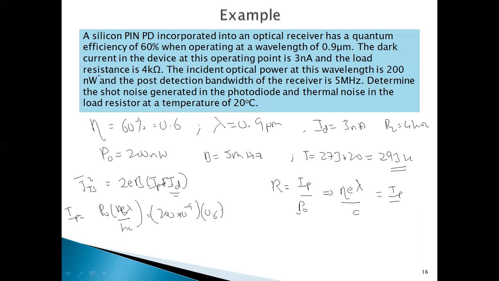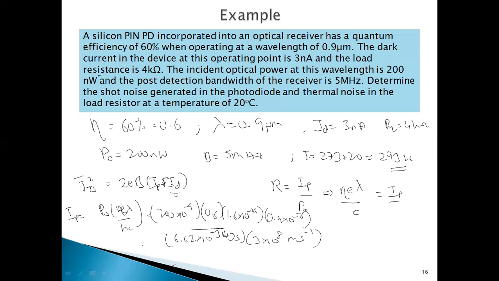Okay, 0.6 times the charge amount, 1.6 times 10 to the power of negative 19, and lambda is 0.9 times 10 to the negative 6, divided by Planck constant H, which is 6.62 times 10 to the negative 34 joule second. And C is 3 times 10 to the power of 8 meter per second.